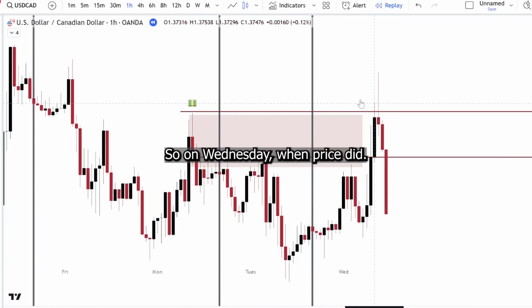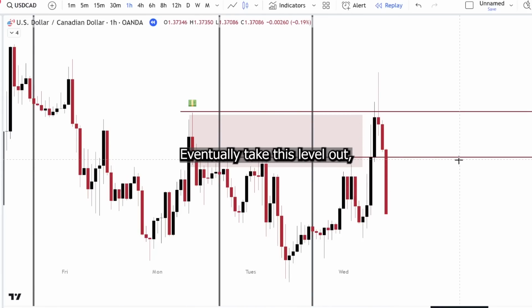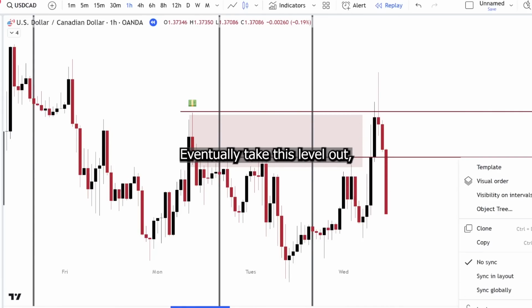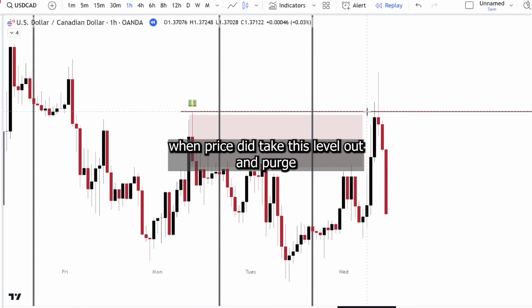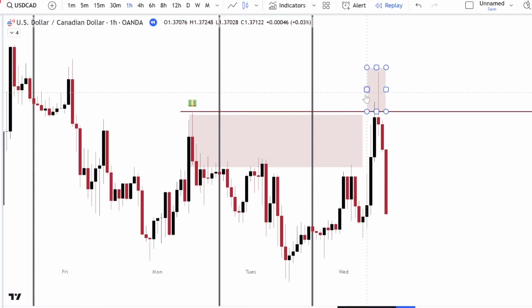So on Wednesday, when price did eventually take this level out and purge all the stop losses and fake out buyers, as price broke this level and took out their stop losses, a lot of traders start to get in a buy position thinking, okay, this is a change of character. Price is going to change direction, for price just to trap them and go the opposite way.